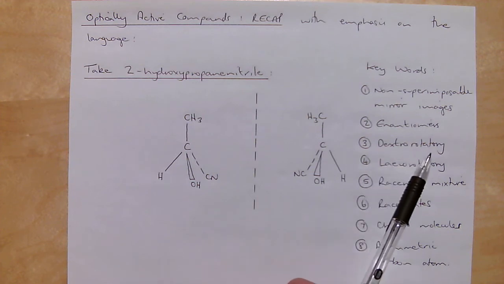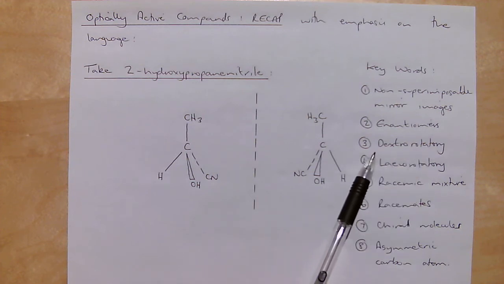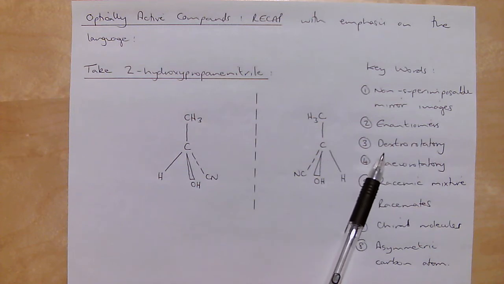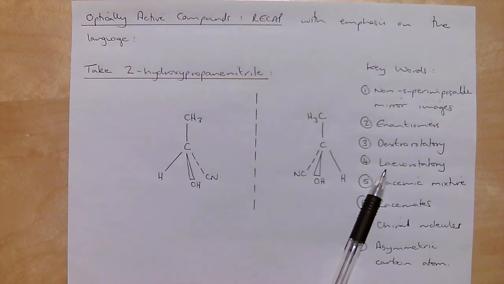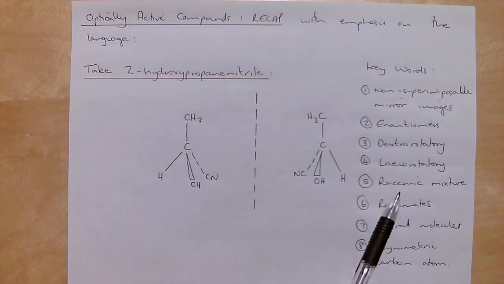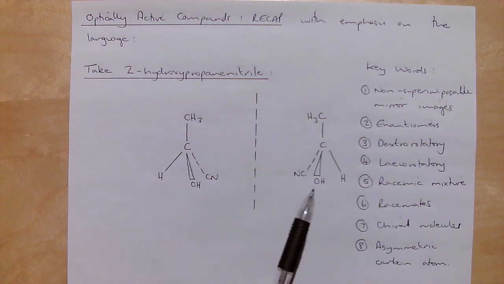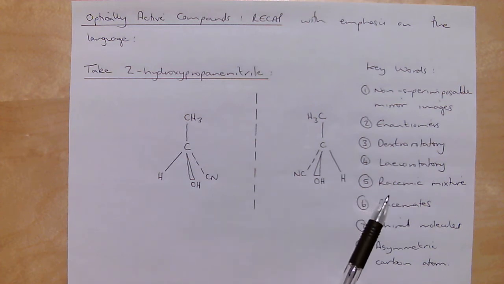Dextrorotatory means that one of the enantiomers will rotate plane polarized light clockwise or to the right. Laevorotatory means it rotates plane polarized light to the left or anti-clockwise. A racemic mixture is where you've got 50% of both enantiomers. Remember, when we've got 50% of my D and L forms of my enantiomer, then we have a racemic mixture which doesn't rotate plane polarized light. When we have a 50% mixture of the D and the L enantiomer, these enantiomers are known as racemates.